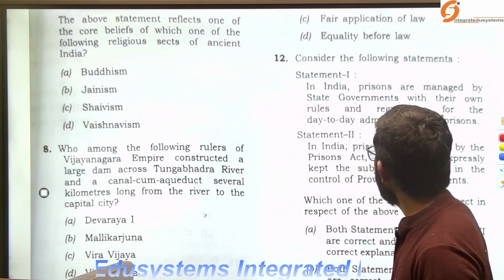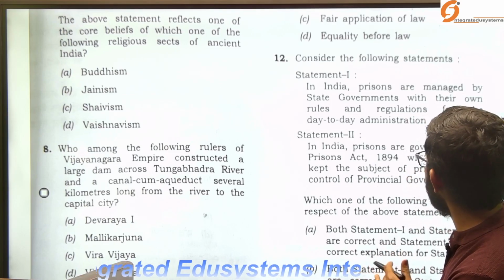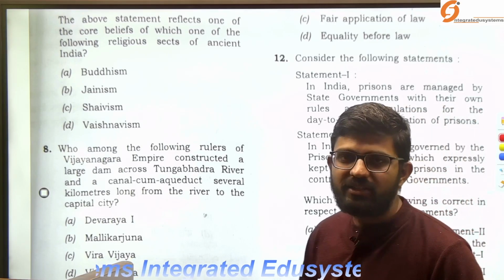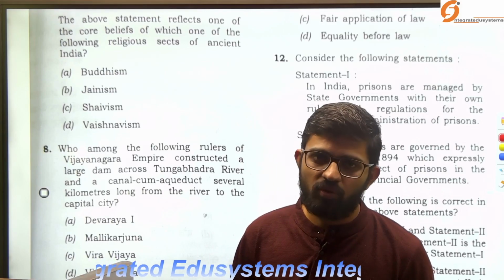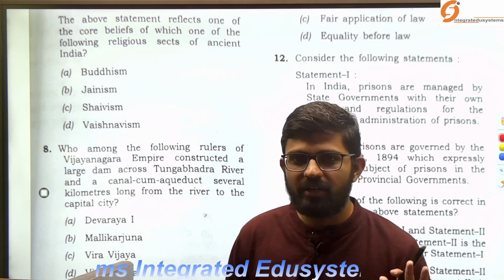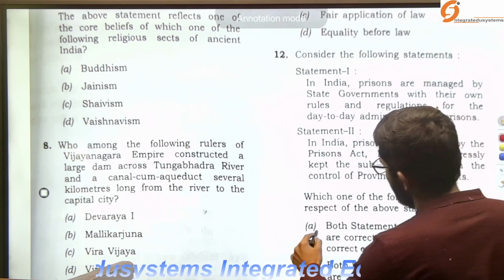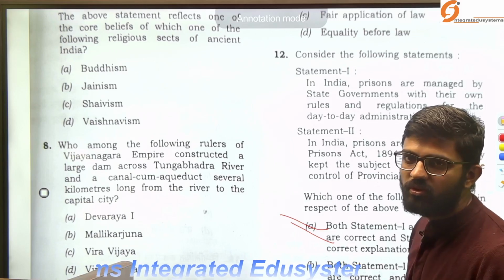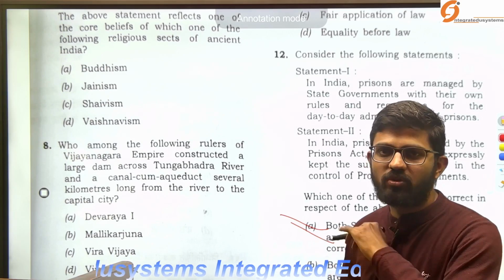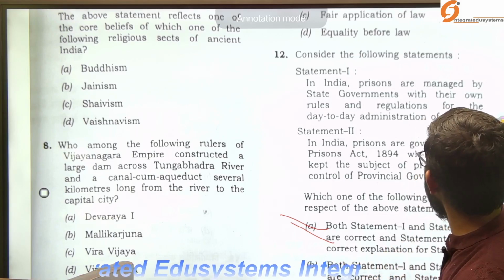So here, the second statement: in India prisons are governed by the Prison Act 1894, which expressly kept the subject of prisons in the control of the provincial government. That is right. It's a fact, whether you know or you don't know. Here there is no option of eliminating or doing anything. You know or you don't know. That's it. The answer is A. It is only and only A. There is no doubt about it, because the Prison Act gave it to the state government, and this explains even in the post-constitution period that prison is still in the control of the states.